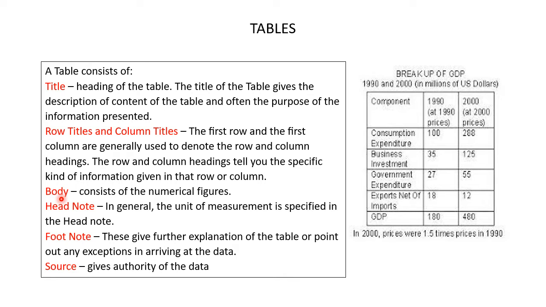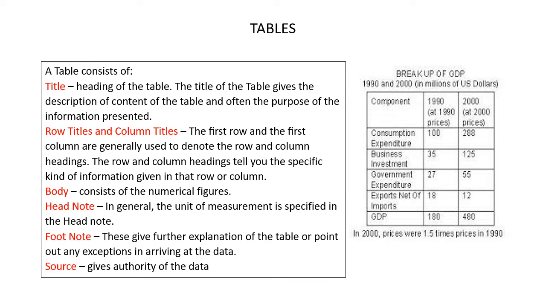A table consists of a body which is nothing but numerical figures. A table also consists of a head note. In general, the unit of measurement is specified in the head note. A table consists of a footnote which gives further explanation of the table or points out any exceptions in arriving at the data. A table may also give the source which gives the authority of the data.